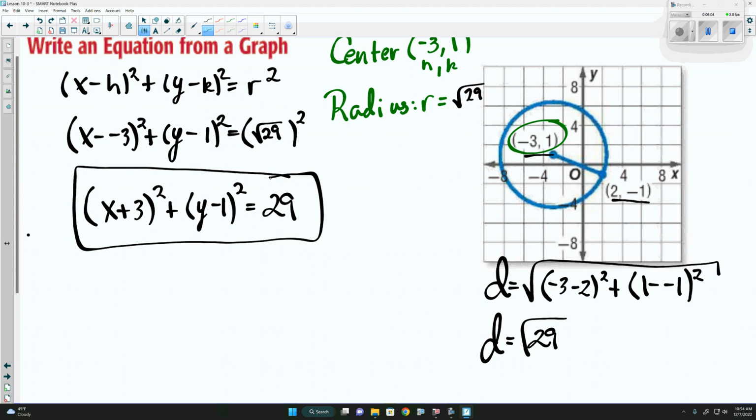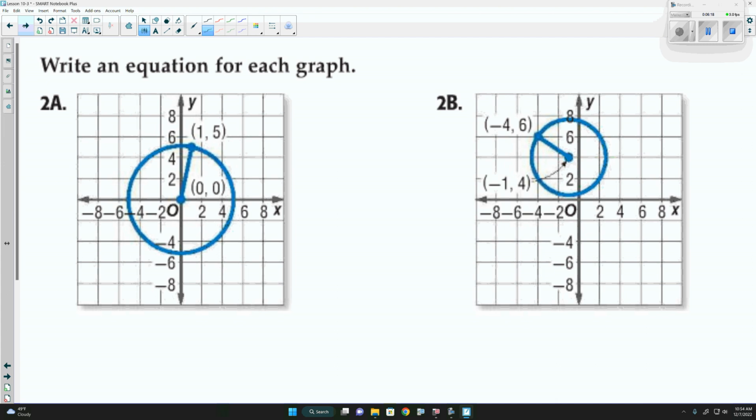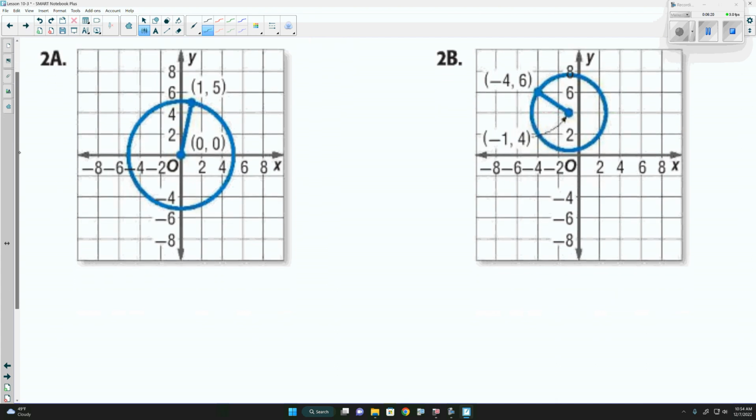So we found the square root to find the radius, which is the square root of 29. And when we squared it as part of the formula, we got 29, because it's the radius squared. Any other questions on this here? So we'll look at 2a first. You guys can write it underneath it. I'm going to write it to the side so we can still look at the graph and the equation at the same time.